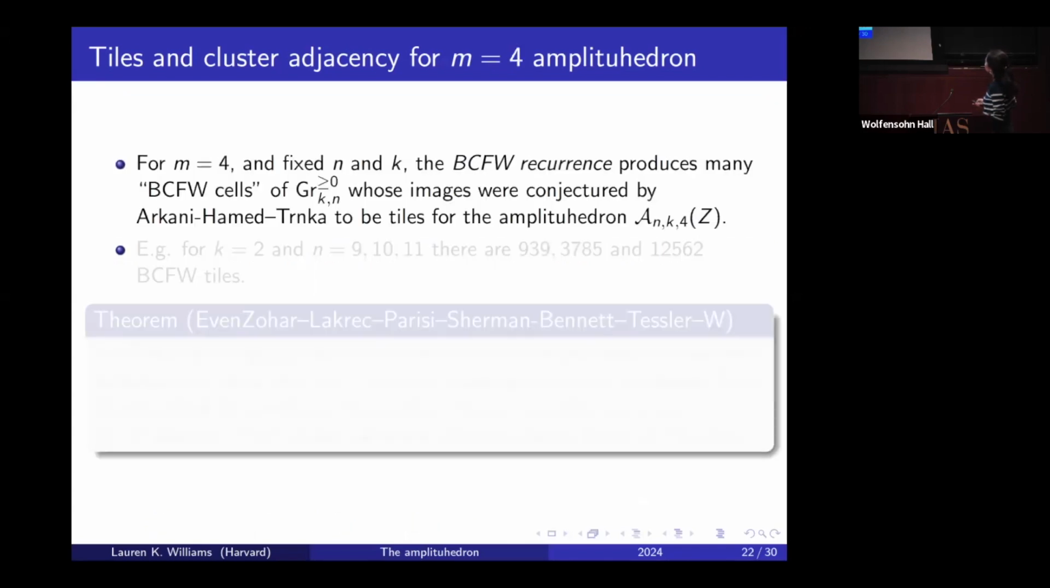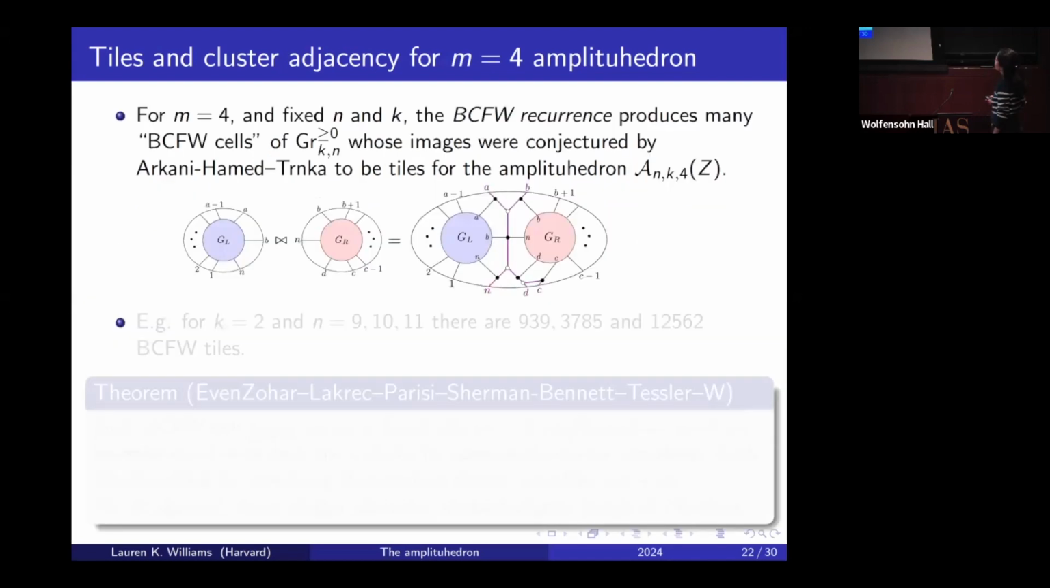Now for m equals 4, we have a large supply of tiles. For m equals 4 and fixed n and k, the BCFW recurrence produces many BCFW cells of the positive Grassmannian, whose images were conjectured by Arkani-Hamed, Thomas, and Trnka to be tiles for the amplituhedron. So this gave a lot of conjectural tiles. I'm not really going to give details about the BCFW recurrence, but if you're familiar with on-shell graphs or plabic graphs, there's a graphical way to build these cells.